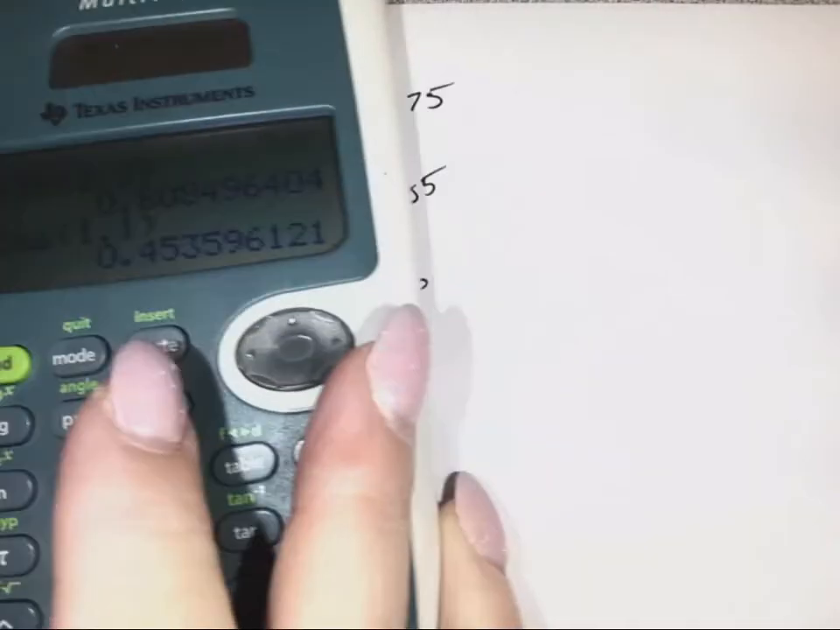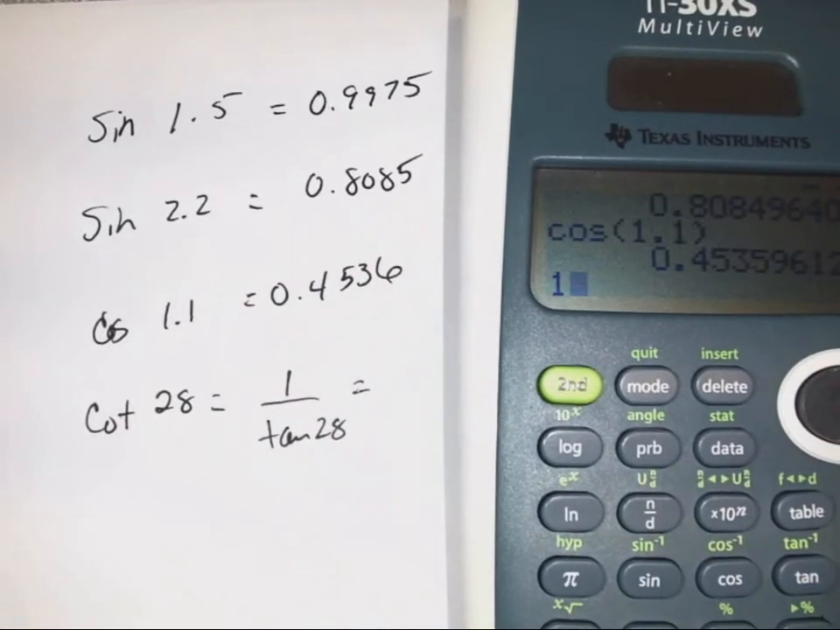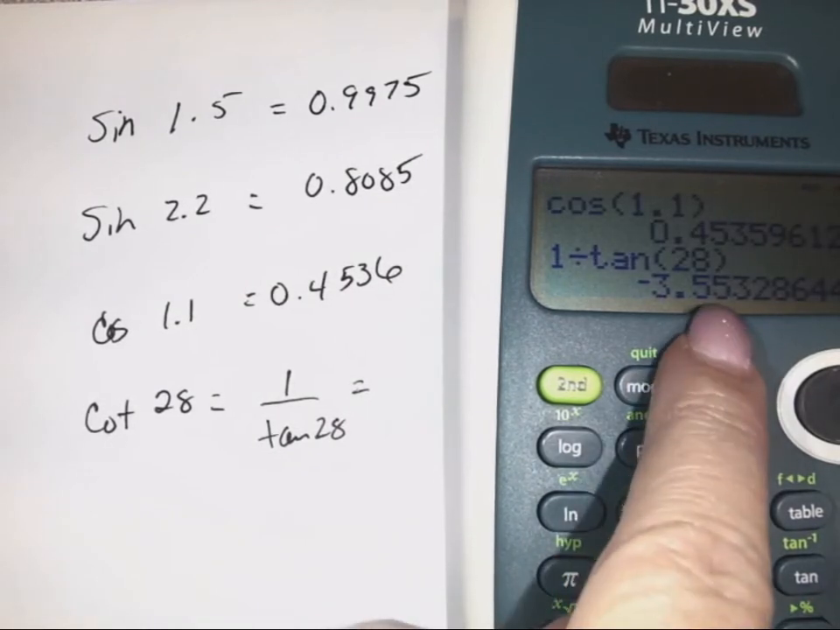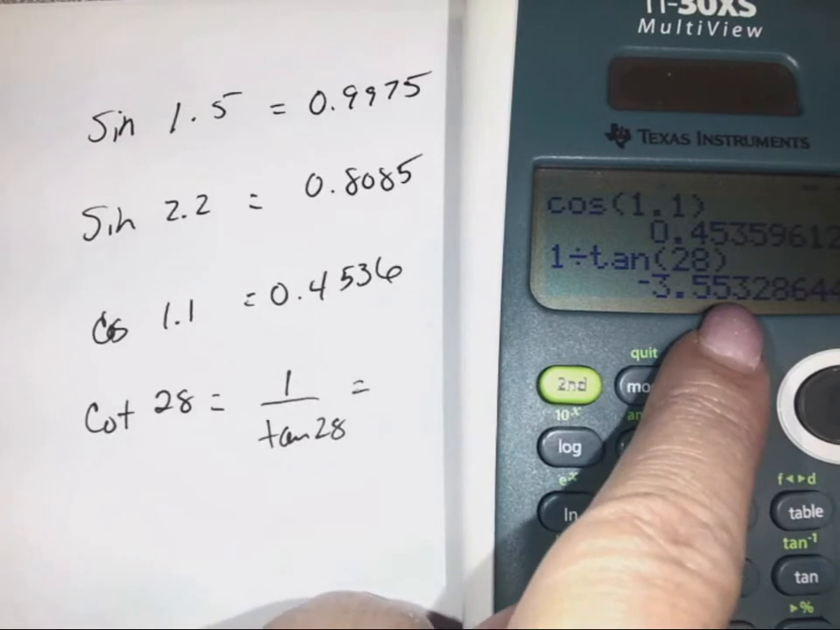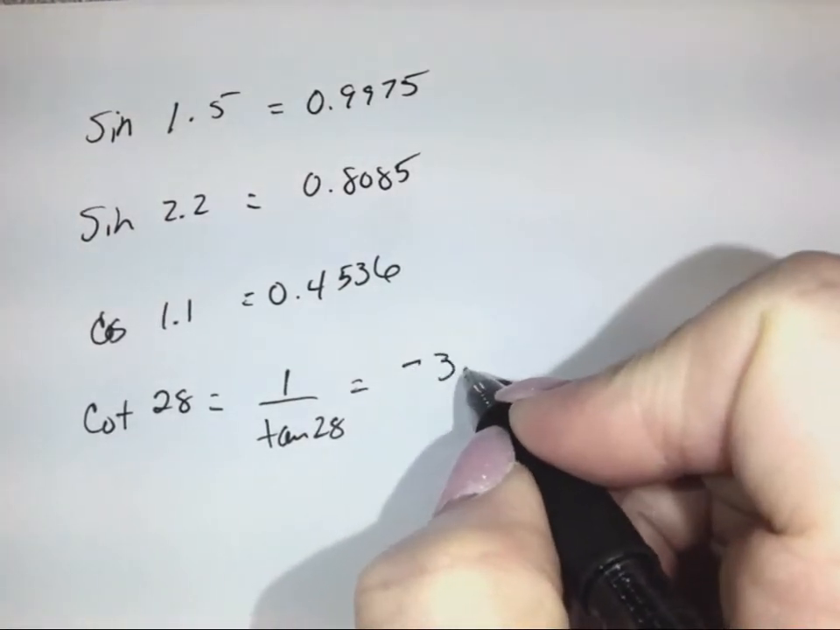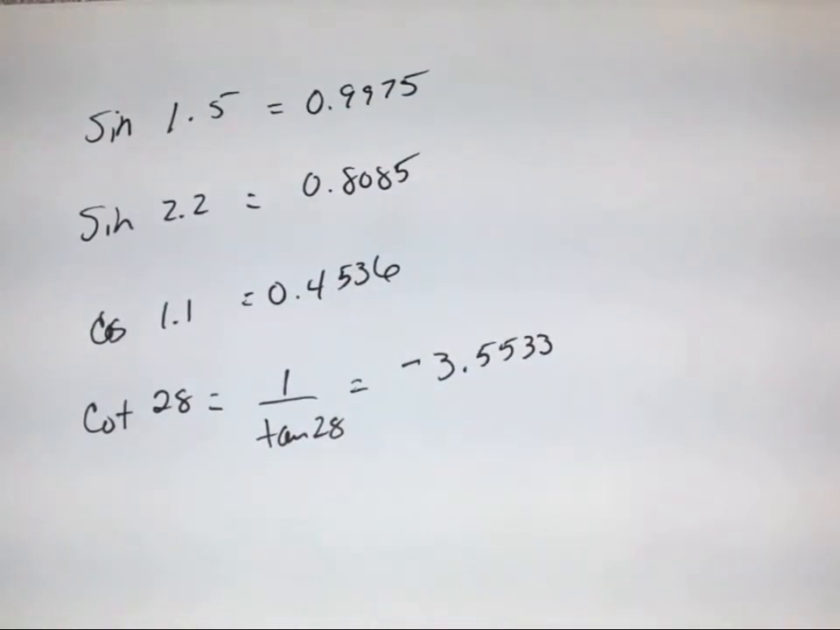So we can put that in our calculator, and we can do 1 divided by the tangent of 28, and we end up with negative 3.5533. So it's good to understand how to do these.